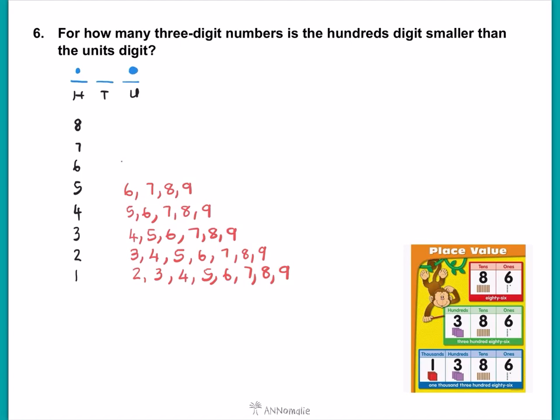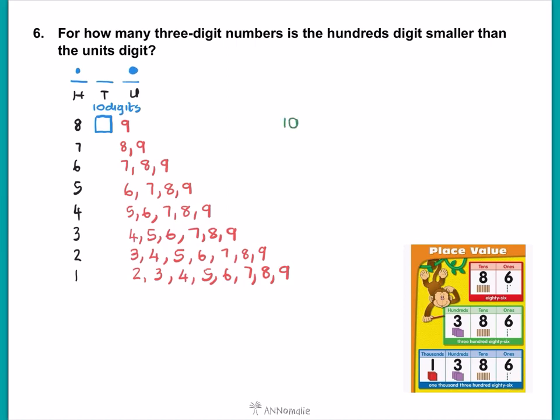When the hundreds is a 6, it's simply 7, 8 and 9, and the choices become limited now. Only an 8 and a 9, and when the hundreds digit is an 8, the units digit could only be a 9. Now, how many numbers? In the middle, we've got an option of 10 digits, and the middle digit could be any of these 10 digits, resulting in 10 numbers.